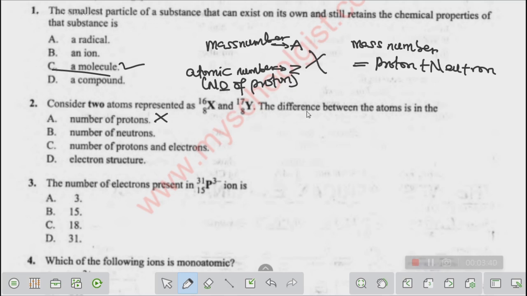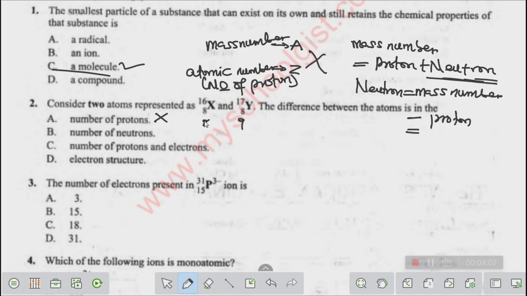They now said there are kind of differences. Now, number of neutrons, and you know that neutron, look at neutron here. So it means neutron will be mass number minus proton. I hope you understand what I'm saying. So it means the neutron here is what? 16 minus 8, that is 8. 17 minus 8, that is 9.